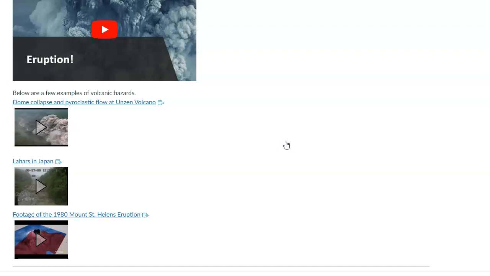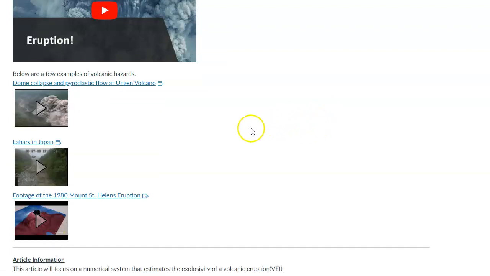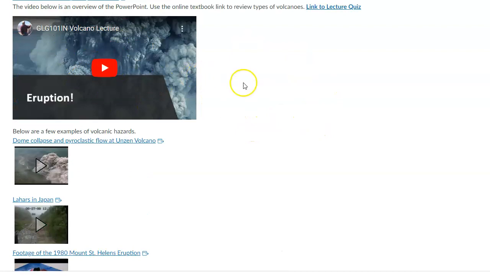So this idea of silica content and viscosity being related is something that I want you to keep in the back of your mind when we're looking at these different types of volcanoes, because the way the volcanoes look and the way the volcanoes behave is really dictated by the composition of the molten material. So that is one of the take-home messages here.